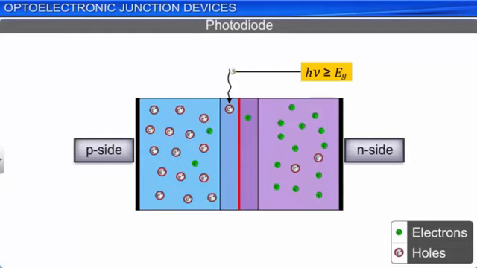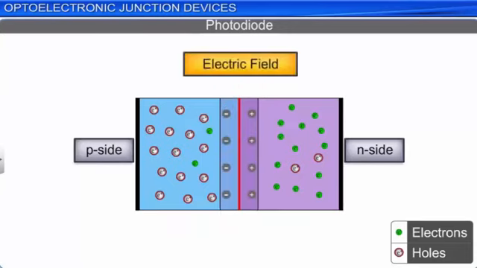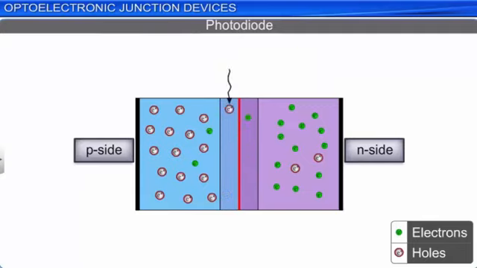A photodiode is designed so that the maximum number of electron-hole pairs is created in the depletion region around the PN junction. We know that the depletion region has an electric field created due to the separation of static charges on both sides of the PN junction. As soon as an electron-hole pair is created, the electric field across the depletion region pushes the hole towards the P side and the electron towards the N side.